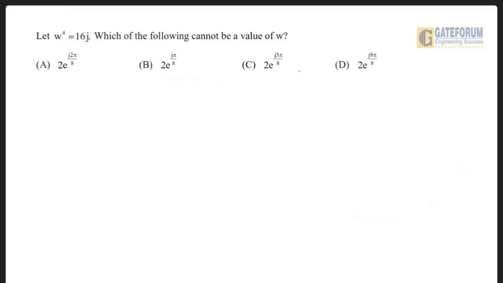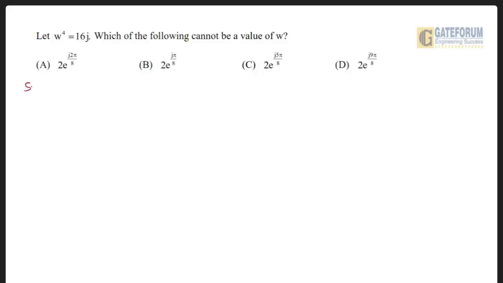Question: let w power 4 is equal to 16j. It's not omega, better to say w. Which of the following cannot be a value of w? Four options A, B, C, D are given. This is from engineering mathematics, from the topic complex variables, subtopic basics.